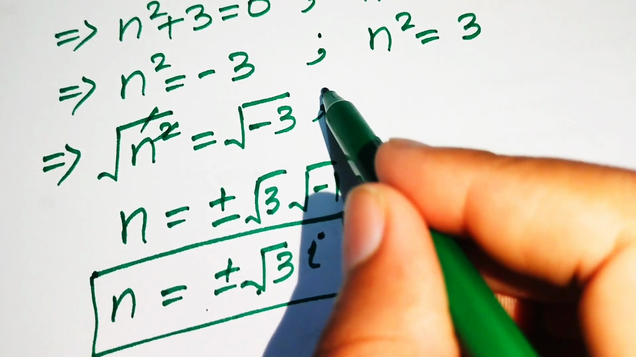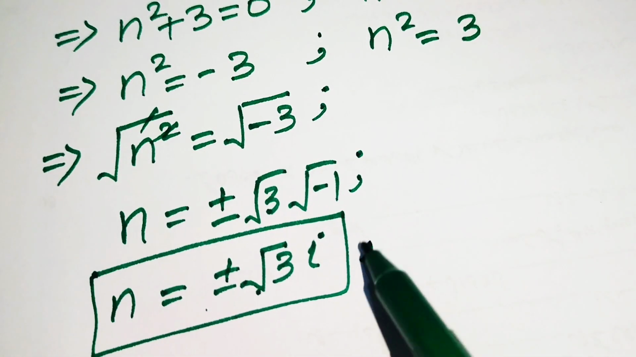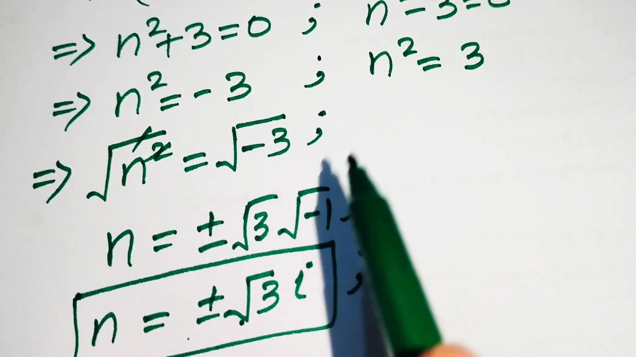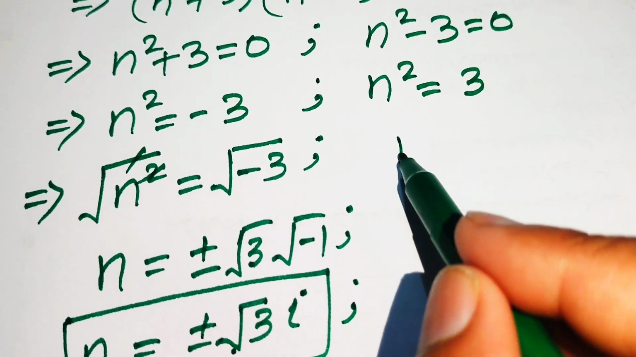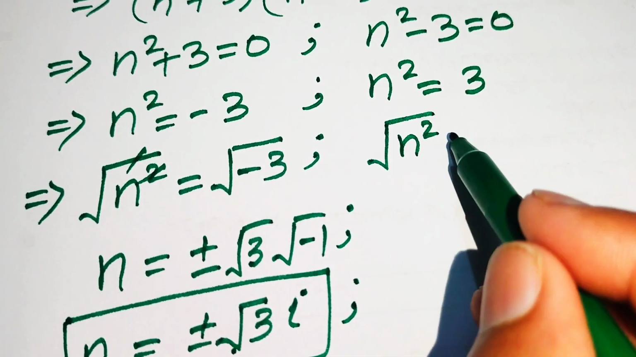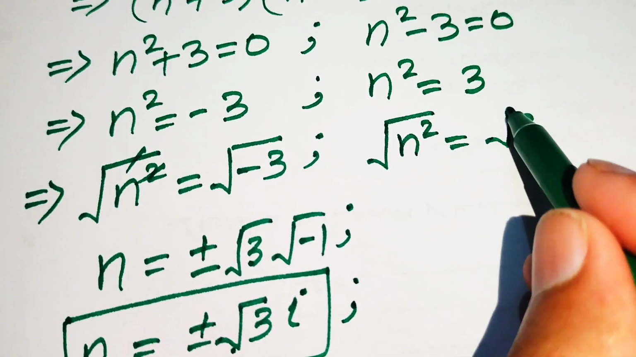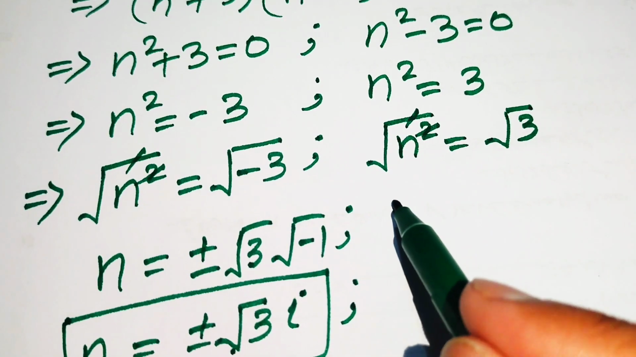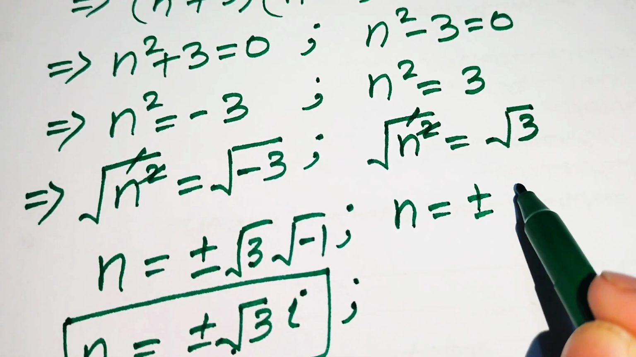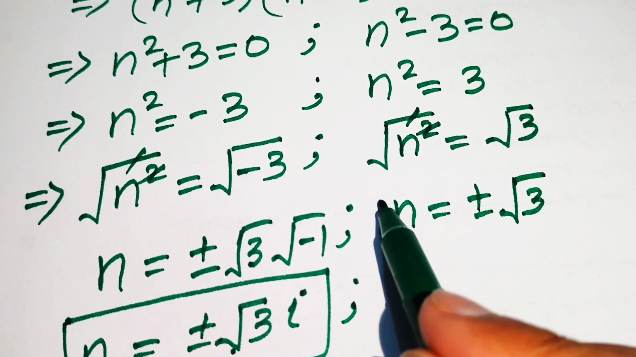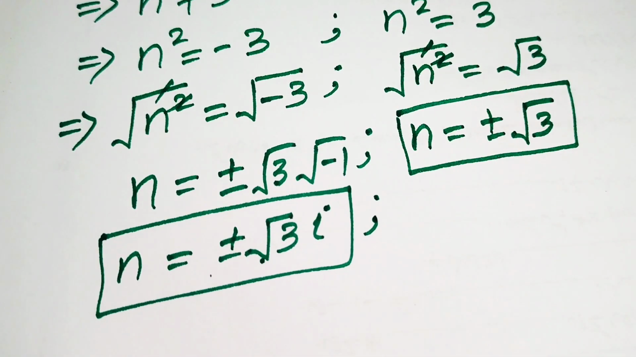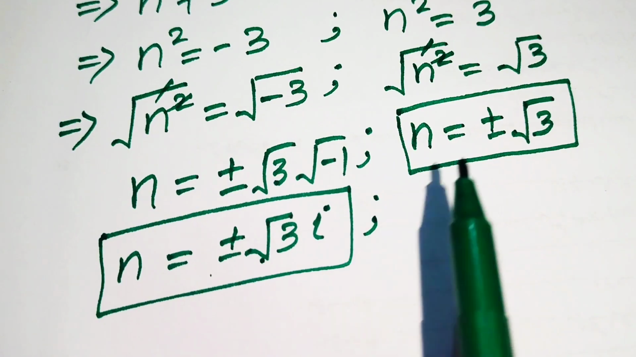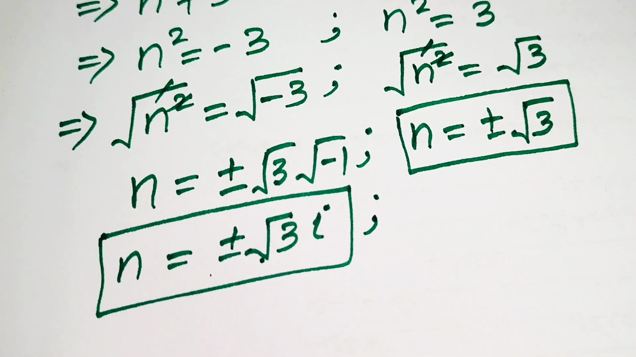And now in order to find the other two roots, we need to solve this case. Here we again take the square root on both of the sides, and it will be written as square root of n square equals square root of 3. So the square and square root are gone, and we get n equals plus minus square root of 3. So these are the two real roots of the given equation. So we have two complex and two real, in total 4 roots of the given equation.